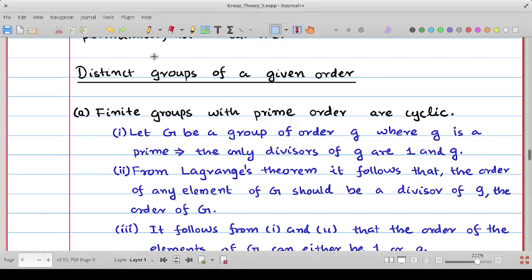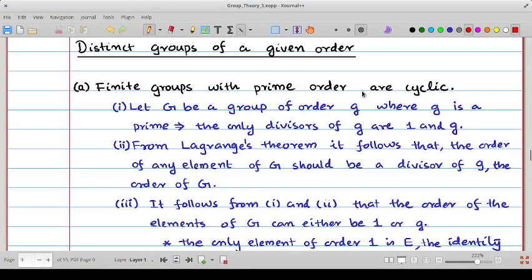Distinct groups of a given order. We start by stating a property of discrete groups, that finite groups with prime order are cyclic. And this can be shown as follows.